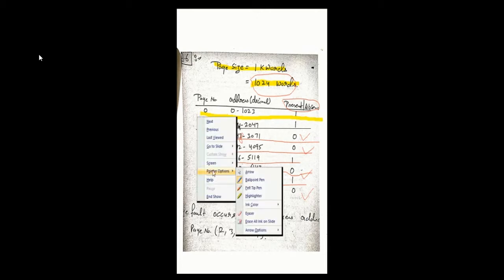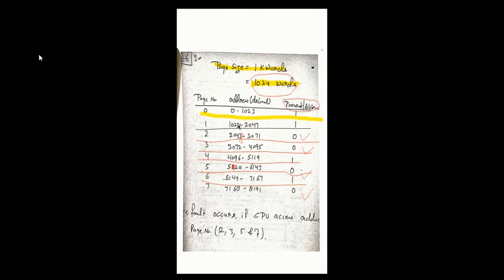That page fault occurs if the CPU addresses page number 2, 3, 5, and 7. Okay. I hope you have understood this problem. Shall I go to the next problem? Yes, yes, thank you. Okay.